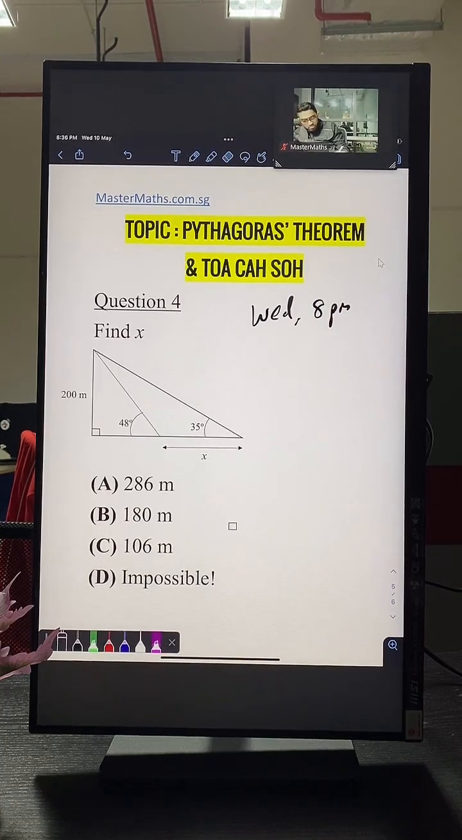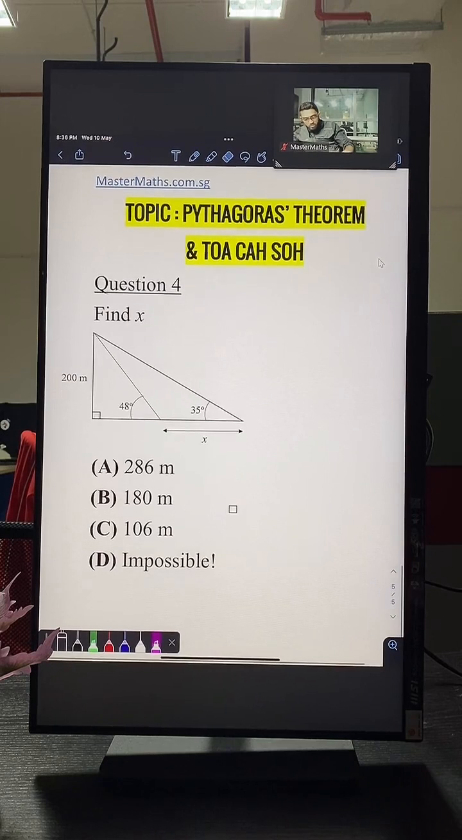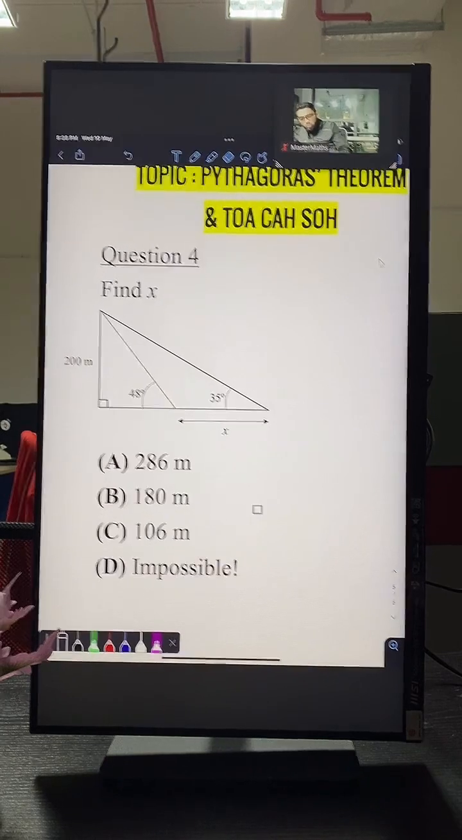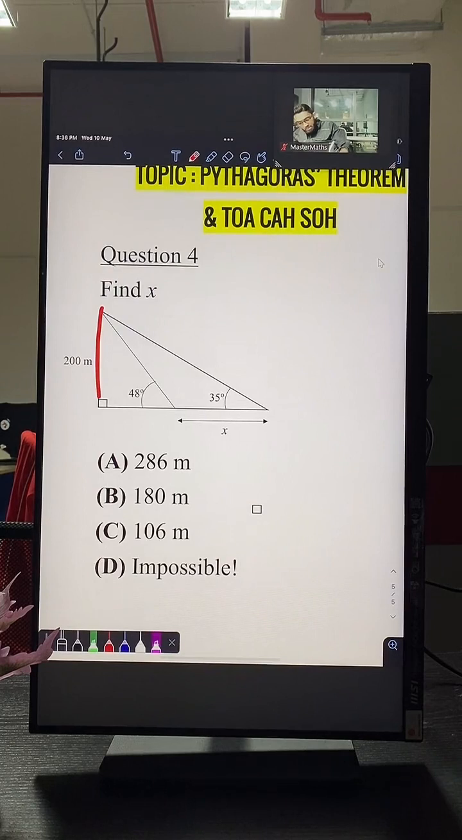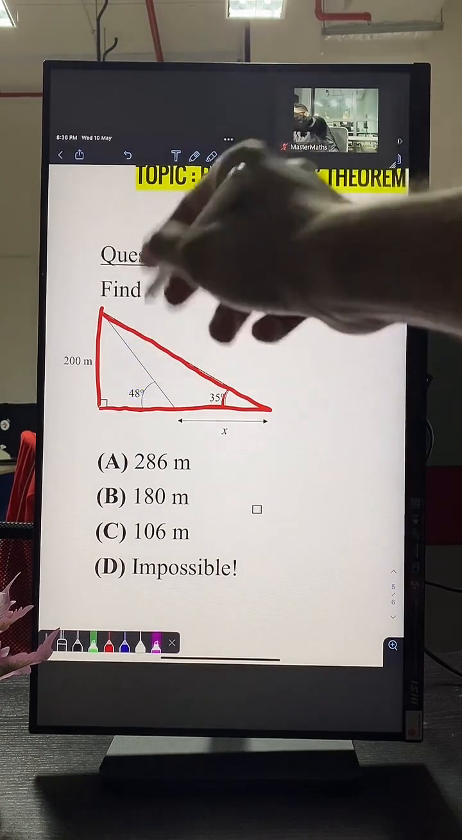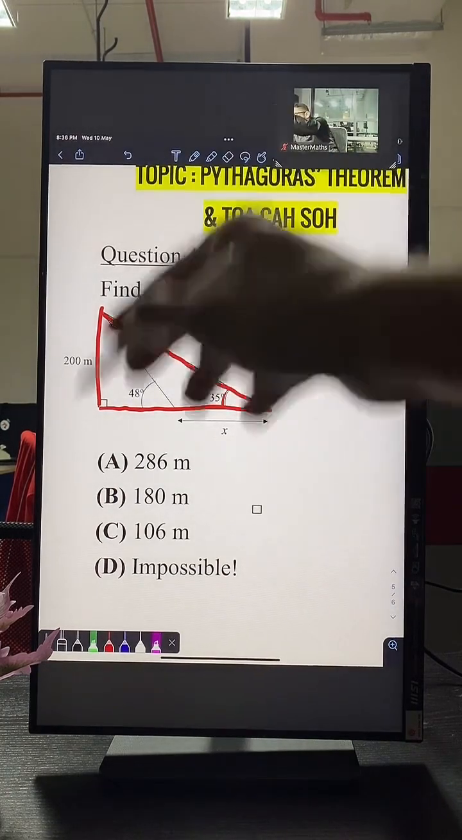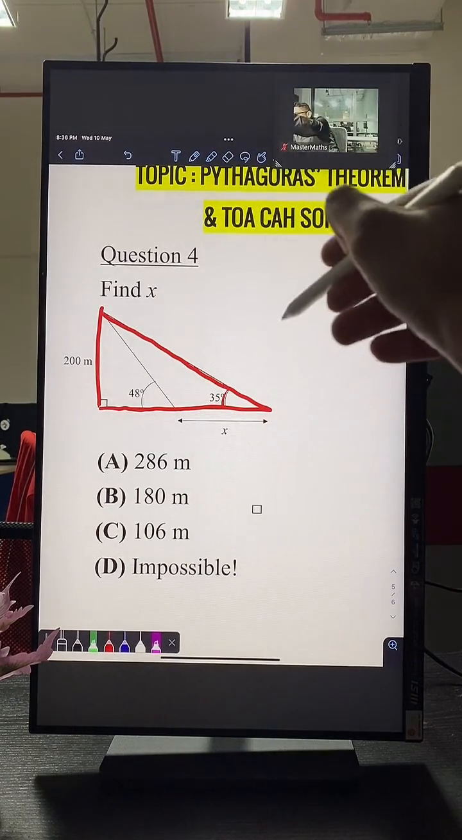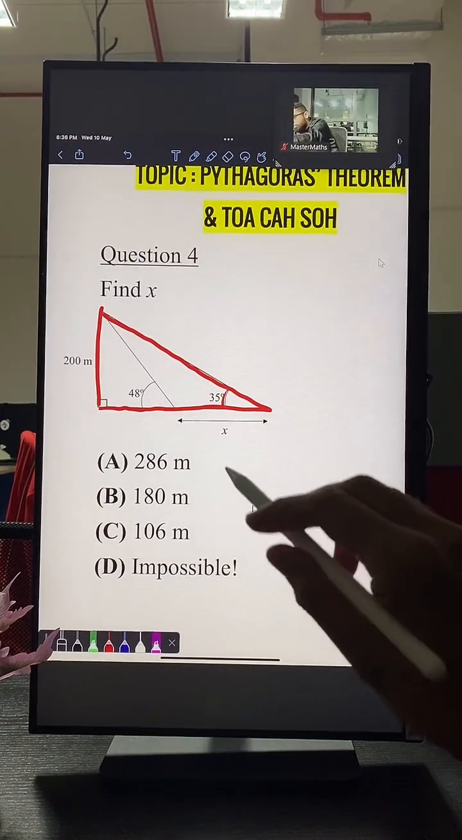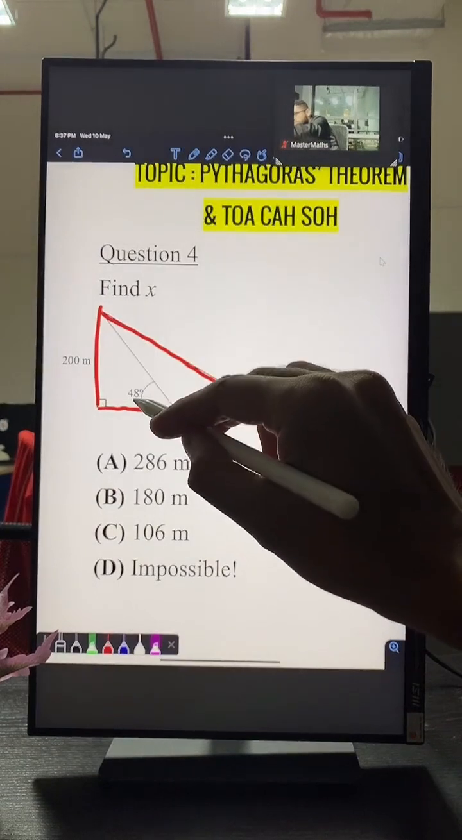Now let me teach you all a concept on this right angle triangle as well. I see two big triangles here. Number 1 is the red triangle. I'd like you all to focus on the red triangle and ignore this line here. Ignore the 48 degrees. Forget about that 48 degrees, and just focus your efforts on the red one.